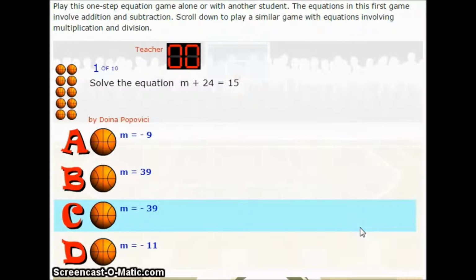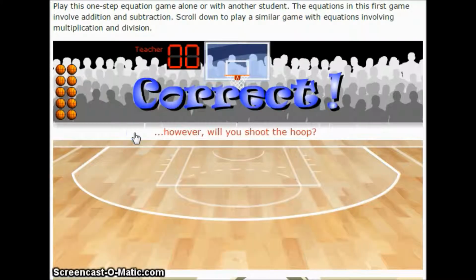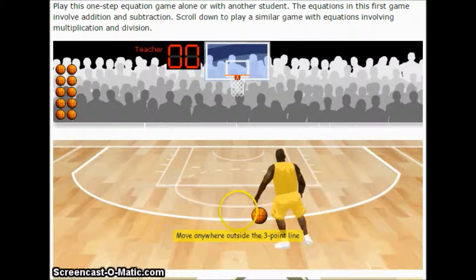Okay, so solve the equation m plus 24 equals 15. So what is the inverse operation? We know that we are adding. So what is the inverse of addition? Subtraction, right? So we know that we need to subtract 24 from both sides, and that will give us -9. So now I get to shoot.